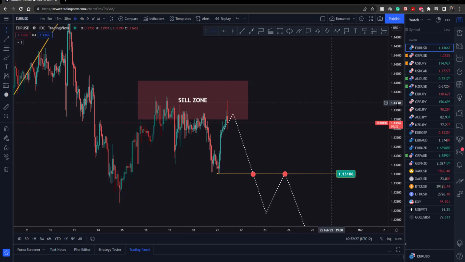What I'm gonna do today is go over the charts of euro dollar, gold, and we're also gonna have a look at Bitcoin as well.